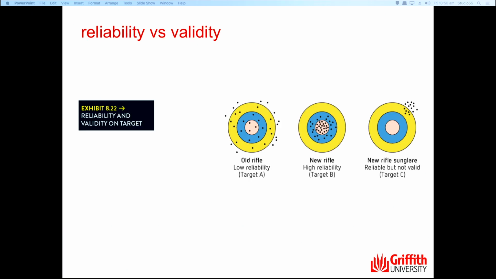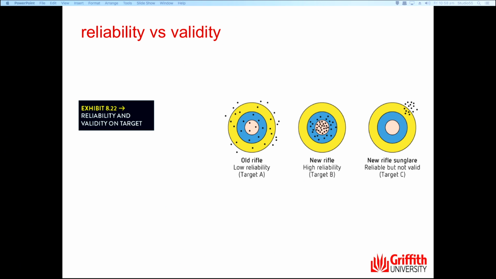If you look at this figure, it nicely illustrates reliability and validity on a target. If you look at target A, this is low reliability. There's no clear pattern, and it's all over the place. Target B is high reliability. But target C is reliable but not valid. The shots are grouped, but maybe it's not what was intended, and it turns out you're measuring different things.